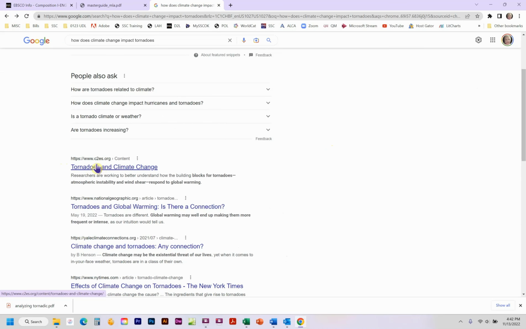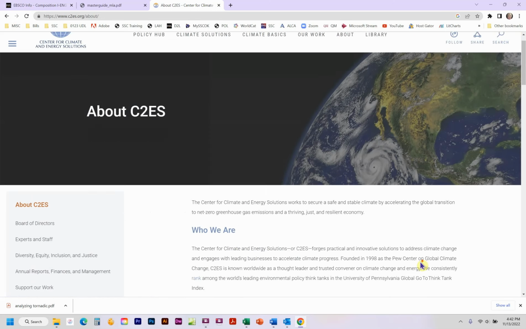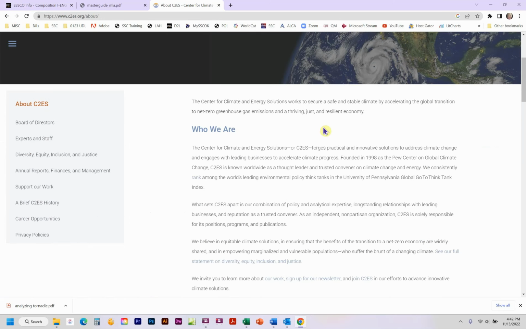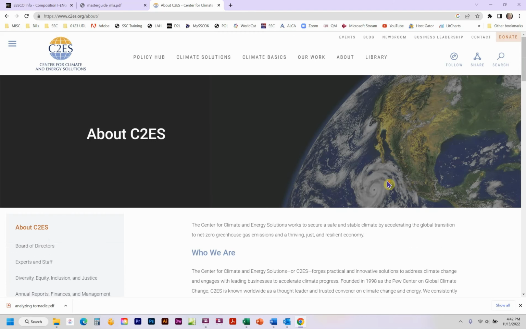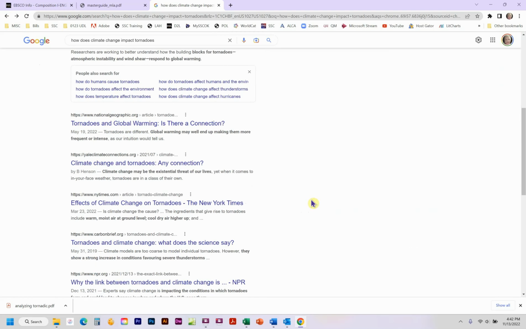So here I have another one that's from c2es.org. This is the Center for Climate and Energy Solutions, right? So I want to find out who they are. We're going to see it was founded as the Pew Center. Now, the Pew Center is a highly reputable organization that does research. So this is actually a credible site. Wow, right off the bat, the first two things that we got were actually fine.